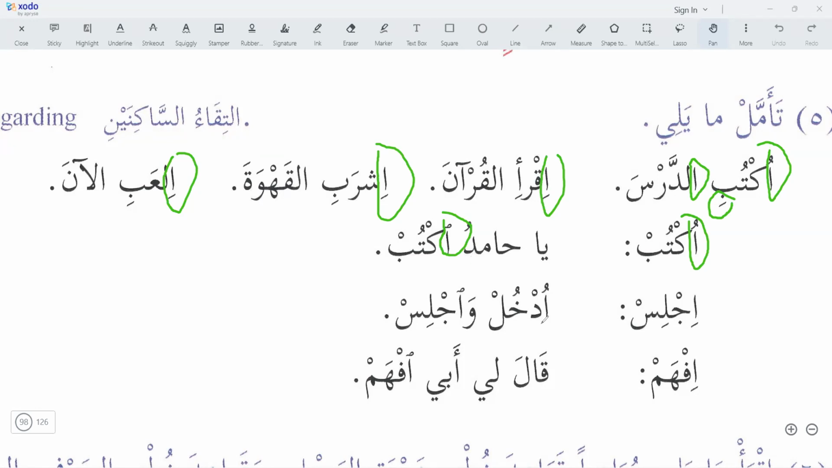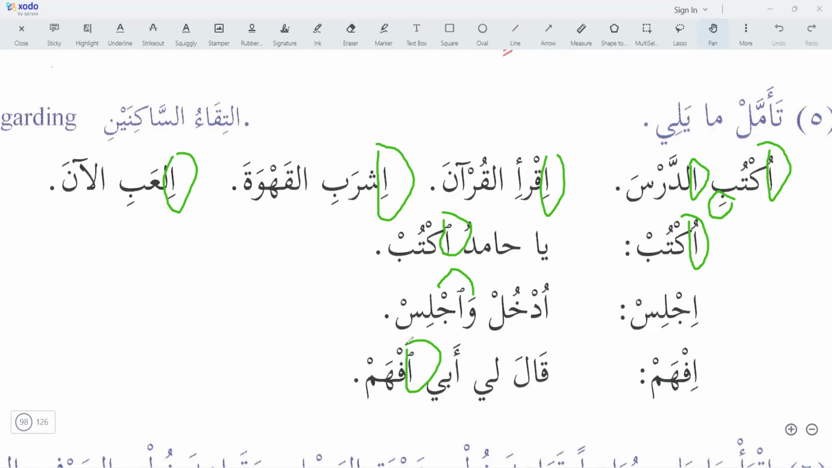Ijlis, udkhul, wajlis. So this waw we will read with the jim. Wajlis. Enter and sit. Ifham. Qala li abi ifham. So this hamzatul wasl, we will not pronounce here.